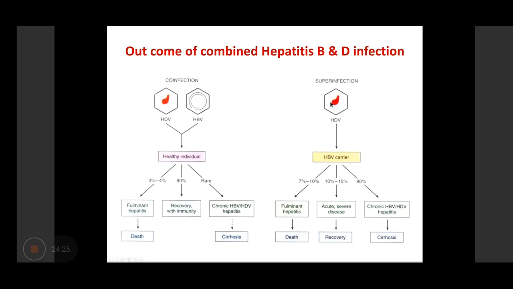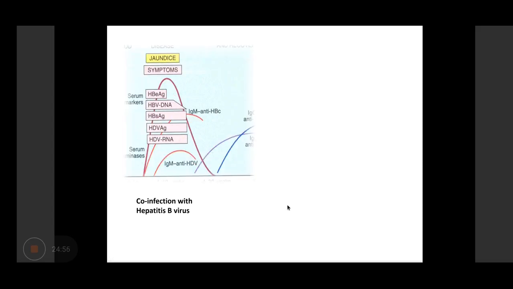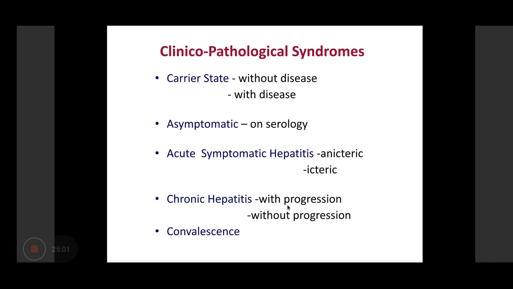If it is a super-infection, since it is already in an HBV infected patient, then a larger percentage goes into the chronic hepatitis phase and only a small percentage will recover. Now, as you can see in the percentages here, if there is an HDV plus HBV infection, whether it is co-infection or super-infection, a larger percentage goes into fulminant hepatitis and hepatic failure than HBV infection alone. I'm going to skip this for now and come on to the pathology.